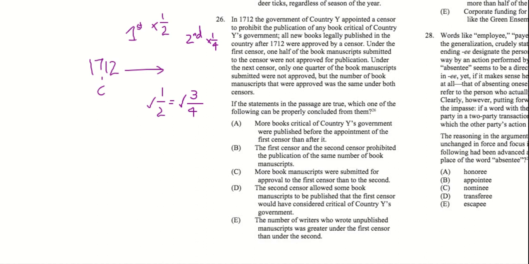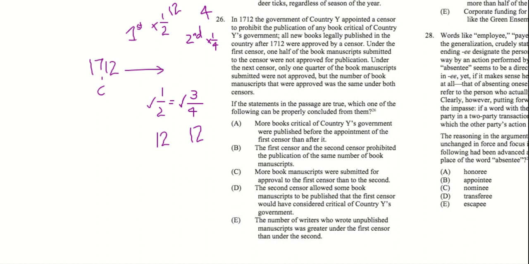24, right? So 1/2 would be 12. So if 12 is 3/4, then this 1/4 here, right, would be 4. And then this 1/2 here would be 12. Right? Okay. So going off of that, A, more books critical of Country Y's government were published before the appointment of the first censor than after it.